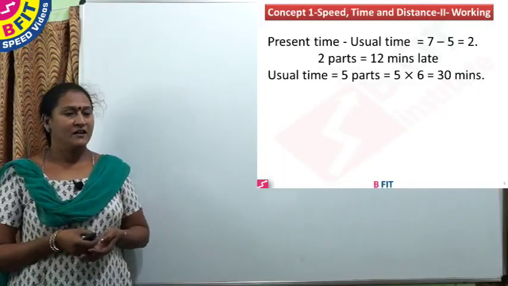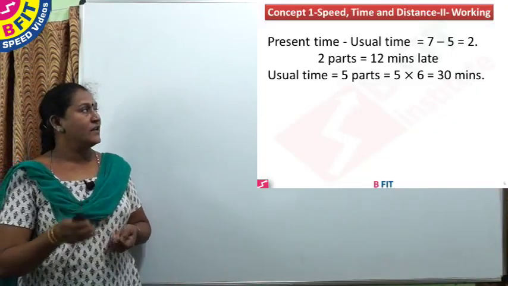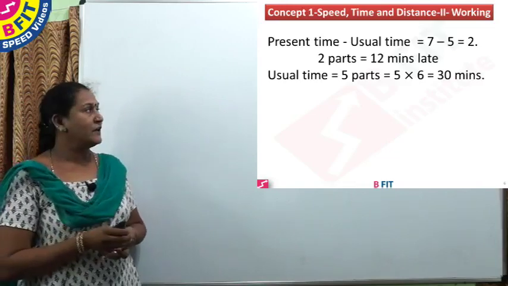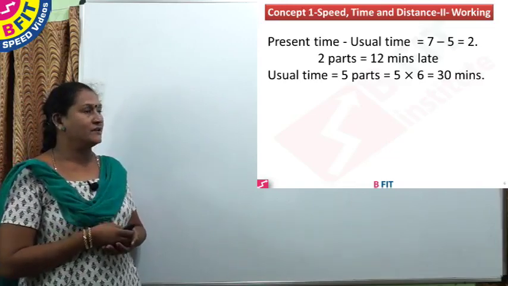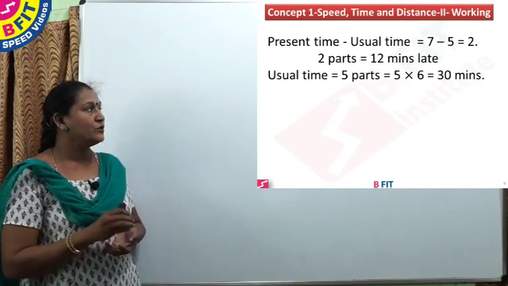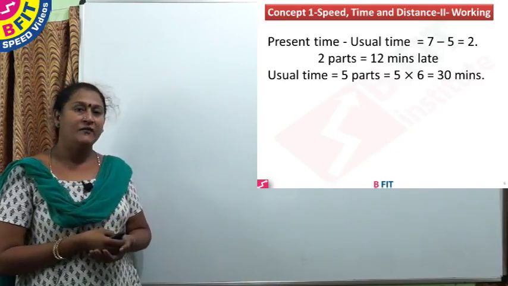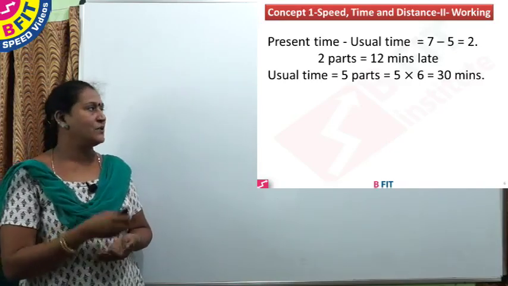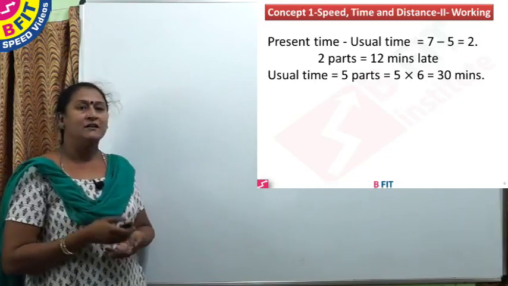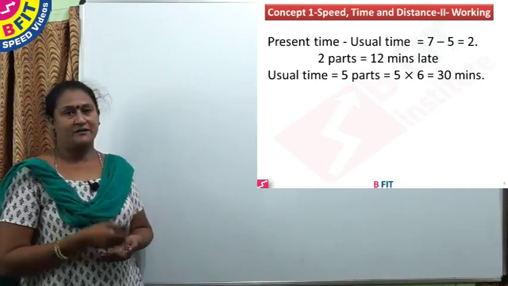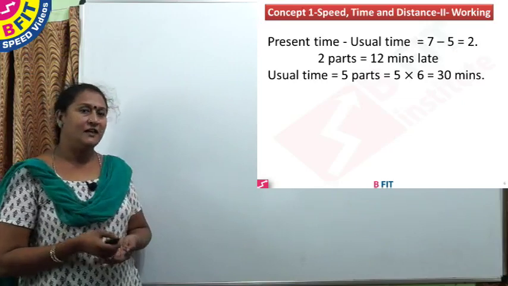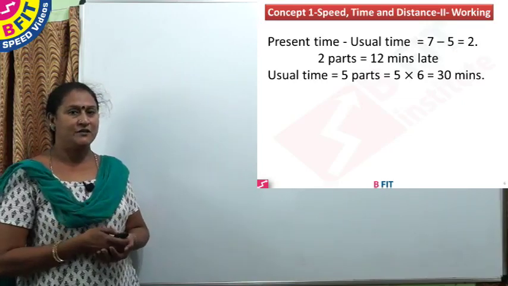So here the working is, as it is given as late, the difference between present time and usual time, that is 7 minus 5, is 2. So 2 parts is 12 minutes and we need 5 parts, that is the usual time. So 5 into 6, 30 minutes is the answer. We'll see another example based on this concept.